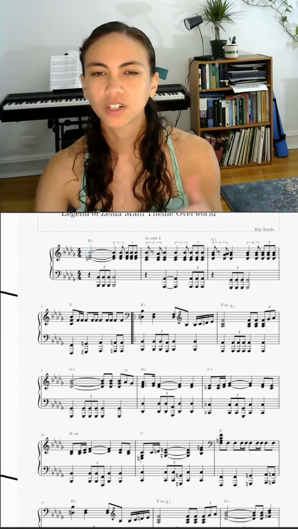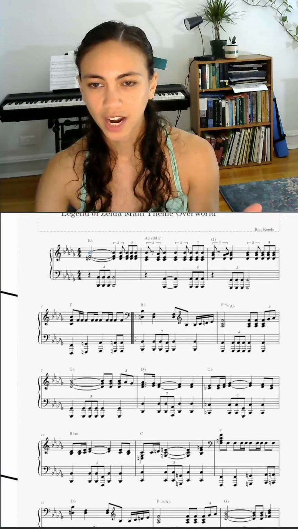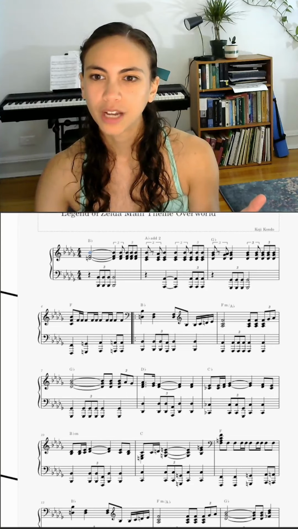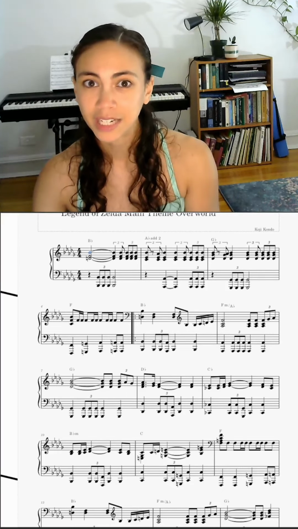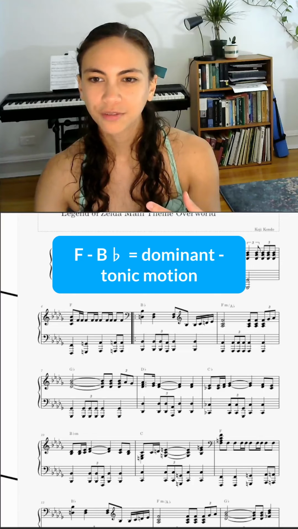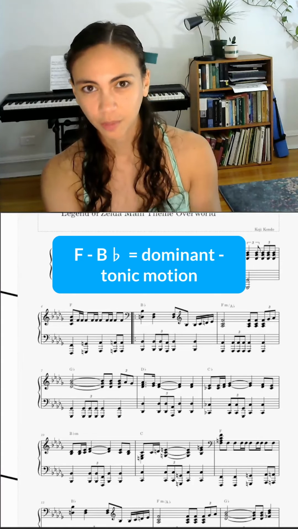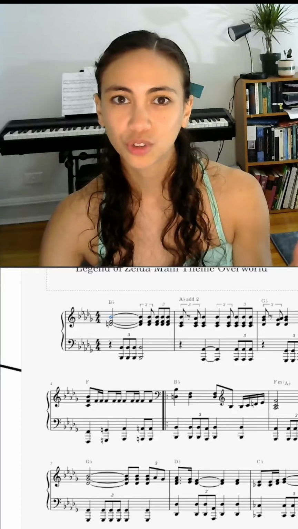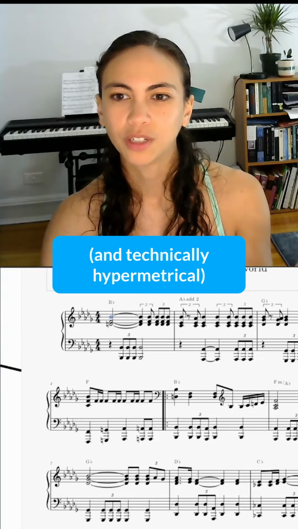In the beginning, we just start out with a B flat major triad, so one, that's a strong metrical position, and then we have this group of 4 measures before we get into the actual meat of the piece. We're going from F to B flat, which is again that dominant to tonic motion. So it's a combination of B flat being in strong metrical positions and also that dominant to tonic motion.